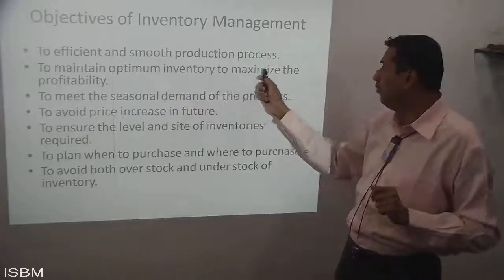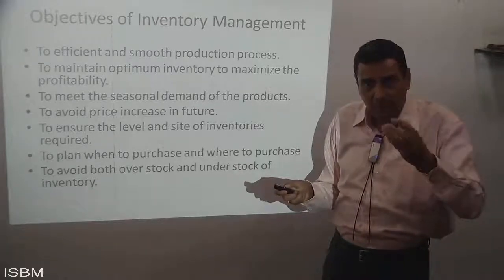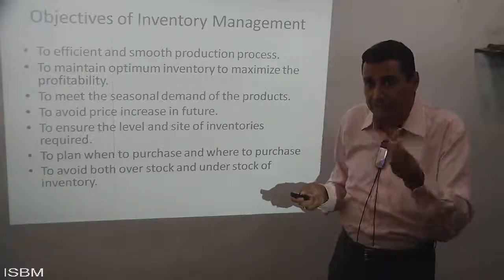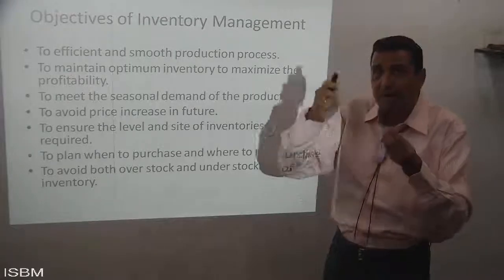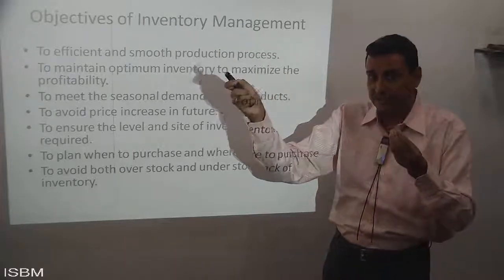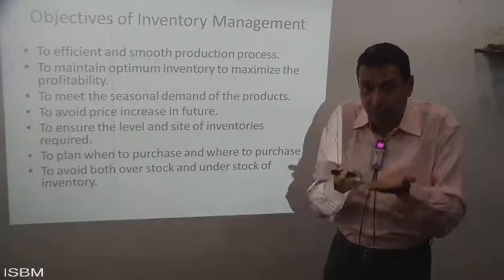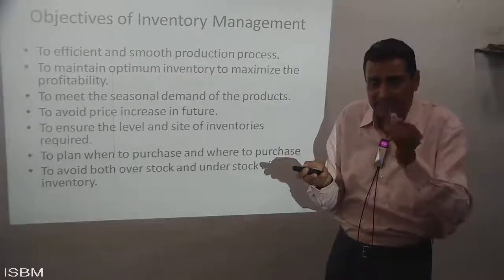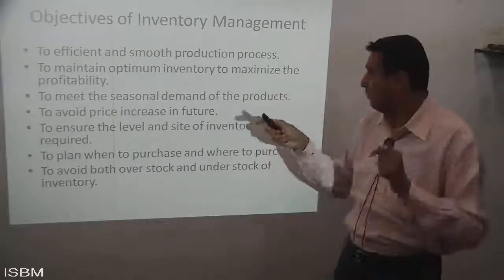To maintain optimum inventory to maximize profitability. In order to maximize the profitability of the concern, you have to maintain an optimum level of inventory. Because if inventory is there in your stock, you will be able to meet the customer demand existing outside the company. So you should be able to meet the timely demand of the customer. If the customer wants the goods, and the goods are not available, or if the goods are not produced because of want of inventory, you will incur a loss. So you have to optimize the level of inventory to such an extent that you are not missing out on the demand raised by the customer for want of goods.